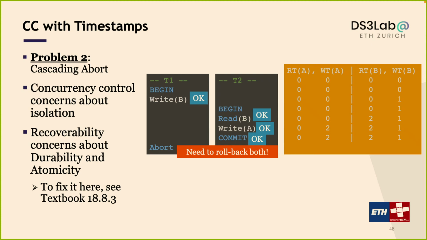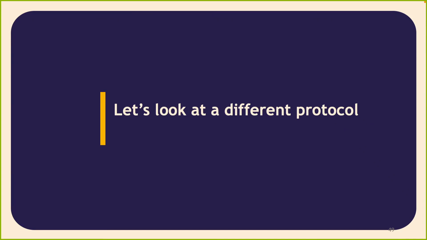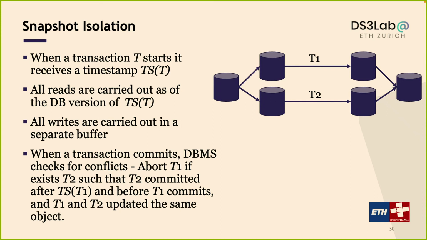There's some way to fix it. If you go to the textbook, there's actually one section just about how to twist this protocol to make sure you do not have this cascading abort behavior. But now let's look at a different protocol. We are interested in this protocol because that is actually what PostgreSQL tries to do. It tries to do something extremely beautiful called snapshot isolation. It's similar to how GitHub works.